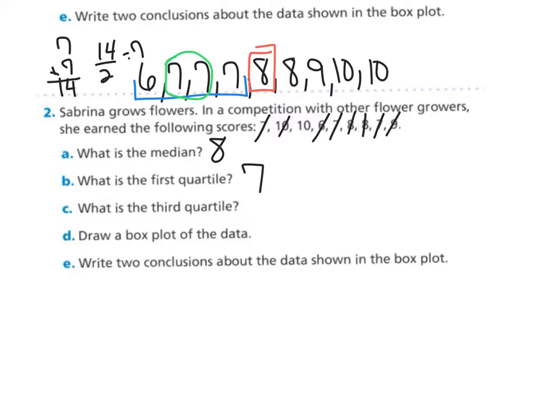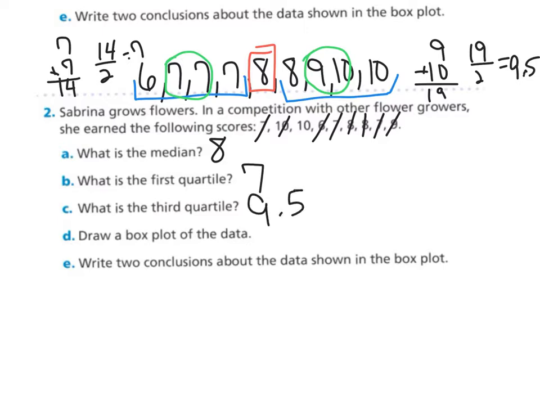So third quartile, we're looking at the numbers above the median. We have 4 numbers once again. Gives us 2 middle numbers, 9 and 10. So we're going to average those out. So add those together and divide by 2. Or if you think about what's halfway between 9 and 10, that would be 9.5 or 9 5/10.